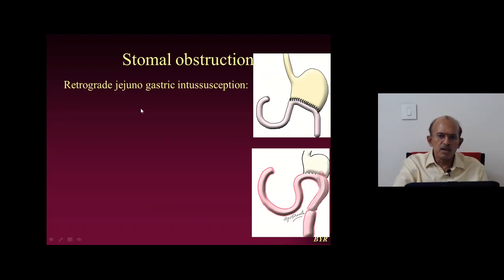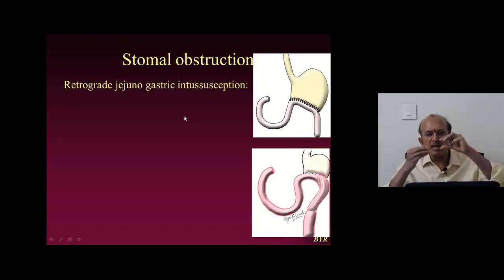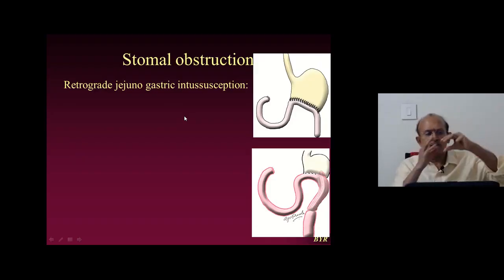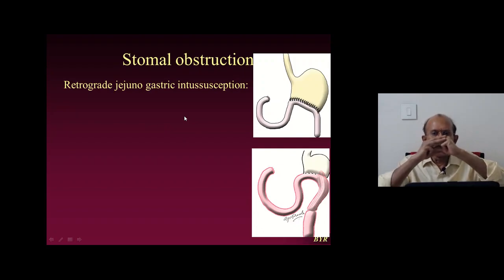Then retrograde jejunogastric intussusception. What is intussusception? Intussusception means if one part of the intestine gets telescoped into the other part of the intestine, it is called intussusception. Normally, for example, this is the proximal end, this is the distal end. The proximal part of the small bowel will invaginate into the lumen of the distal bowel and it progresses like this. When it progresses, what will happen? It results in intestinal obstruction.